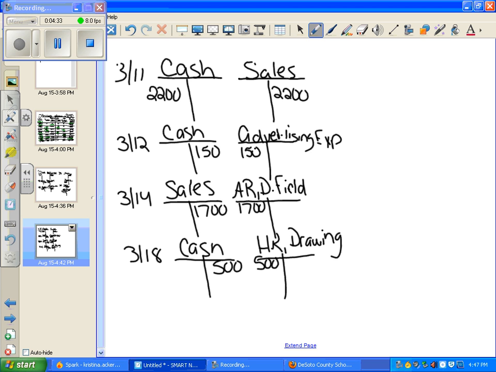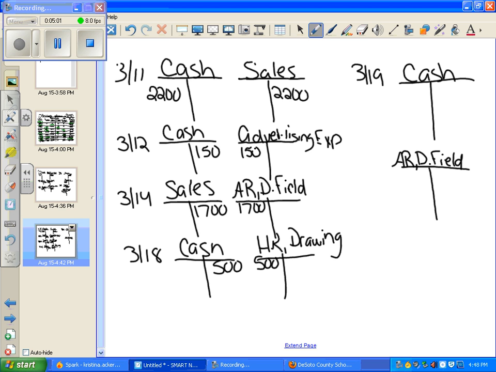And our last transaction is on March the 19th. We received cash on account from Dominic Field. So now Dominic is paying us back some of the money that he owes us. So we received cash, so we know we're going to do something with cash. And Dominic is paying us back some money, so we know we're going to do something with that account that we have with him, account receivable. And the amount of money that he paid us back is $1,000.